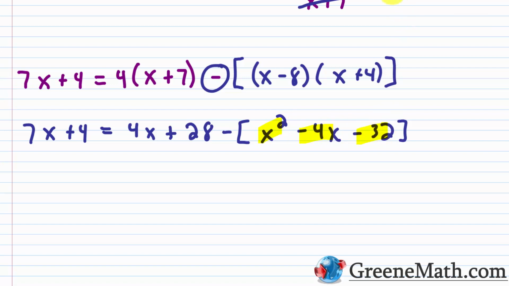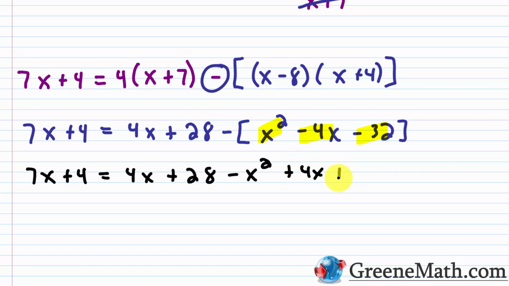Okay, so let me go ahead and go to the next line. We'll say we have 7x plus 4 is equal to 4x plus 28. Again, each term in here is going to change. So minus x squared, then plus 4x, then plus 32. Okay, so now I know I have the correct sign everywhere.